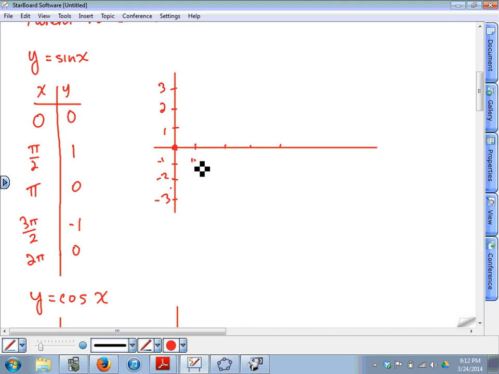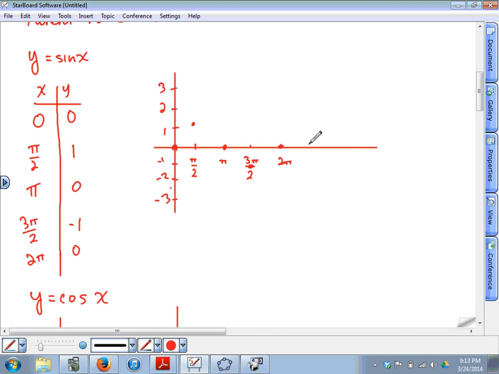So I'm gonna call this one pi halves. Call this one pi, 3 pi halves, and 2 pi. So 0, 0; pi halves, 1; pi, 0; 3 pi halves, -1; and then 2 pi, 0.